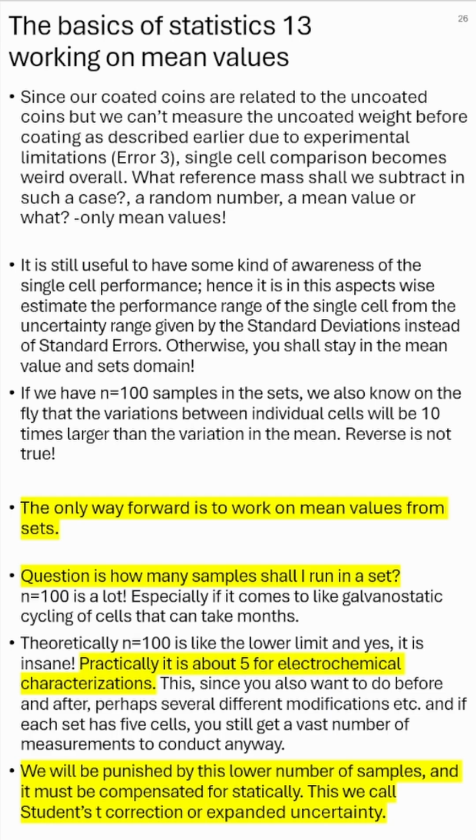So, if we have n equals 100 samples in the set, we also know on the fly that the variation between individual cells will be a spread that is 10 times larger than the variation in the mean.